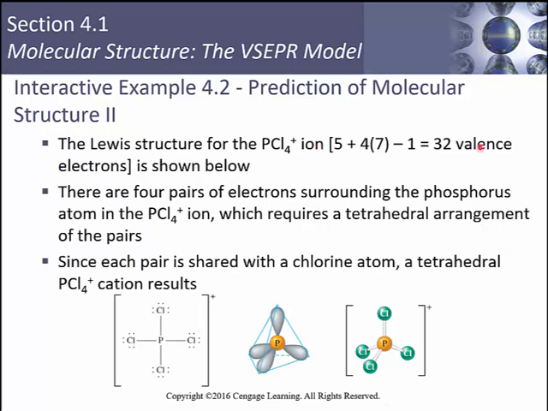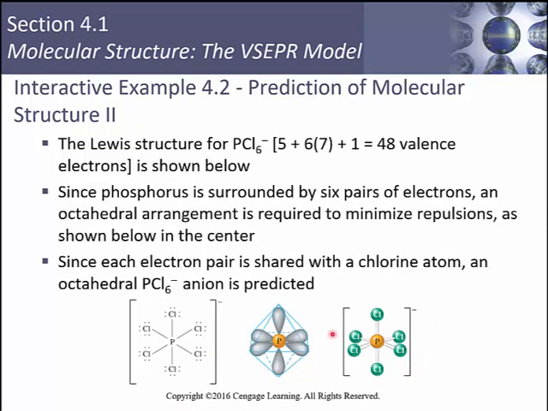If we draw the structure for the ion, we're going to end up with 5 plus 4 times 7 minus 1, because we've lost 1 for this plus charge, gives us 32 valence electrons. And we're going to draw that Lewis structure to look like this. We put it in parentheses with a plus charge to indicate it's charged. I've got 4 things, so its electron domain geometry will be tetrahedral. I look at the 4 things that are surrounding my central atom. All of them are atoms, so my molecular geometry and my electron domain geometry are both tetrahedral.